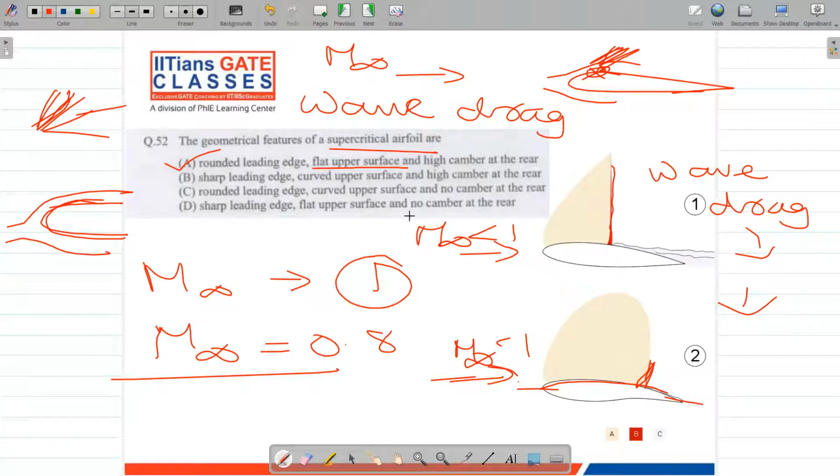And high camber at the rear, so you can see that there is a high camber at the rear happening at the bottom surface. That is just to make sure that even at the bottom surface there isn't much acceleration happening, and we still maintain very low Mach numbers on the surface of the airfoil. So the geometric features are round leading edge, flat upper surface, and high camber at the rear.